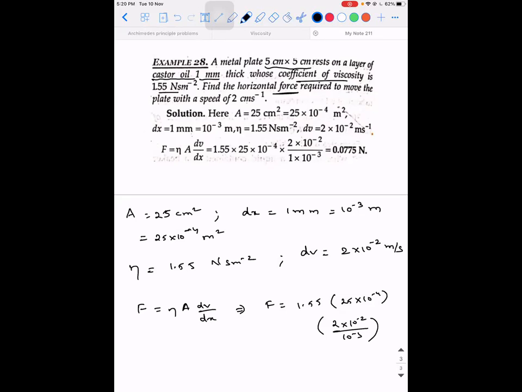Done? So is it 77.5 into 10 power minus 3, sir? Yeah, it is. The answer is 0.775 Newton. No, 0.00775 Newton. Right? Next.